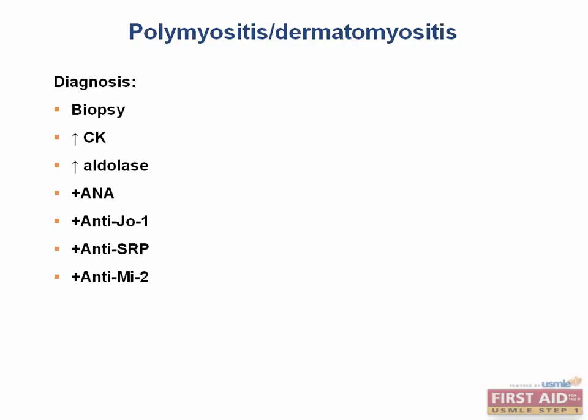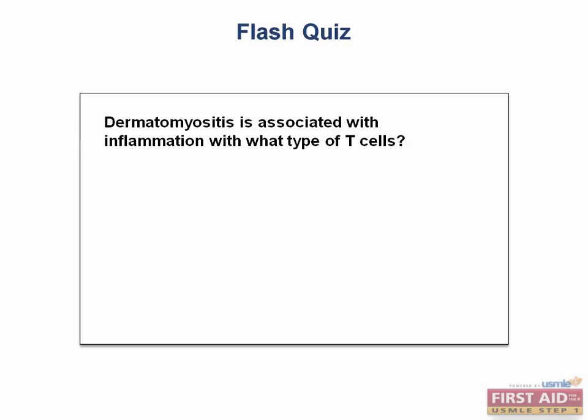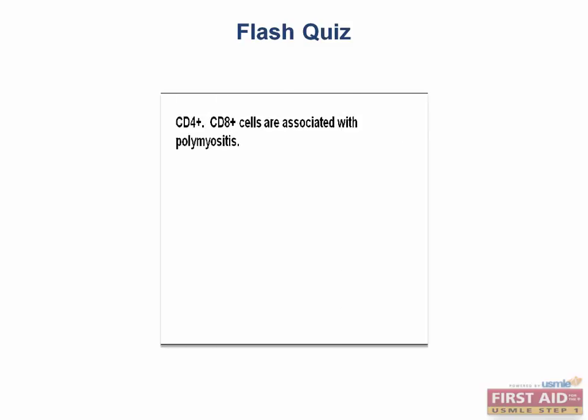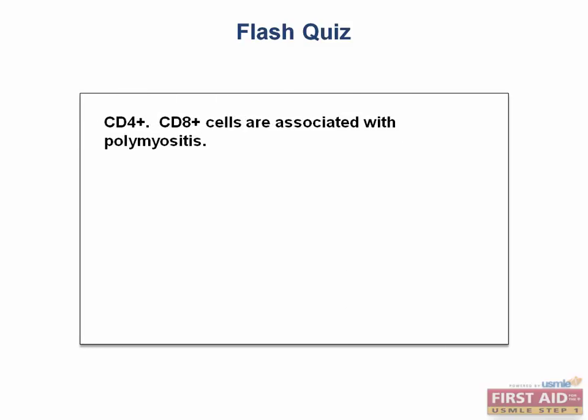As we've discussed, you can make the diagnosis with biopsy, but usually the best confirmatory evidence is actually laboratory testing, often with increased CK and aldolase, as well as a positive ANA, anti-Jo1, anti-SRP, and anti-Mi2 antibodies. The treatment? You guessed it, steroids, followed by long-term immunosuppressant treatment, like methotrexate. Flash quiz. Dermatomyositis is associated with inflammation with what type of T cells? That's CD4 positive T cells. CD8 positive T cells are associated with polymyositis.